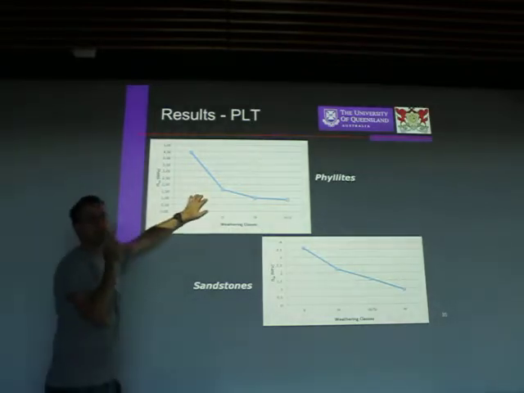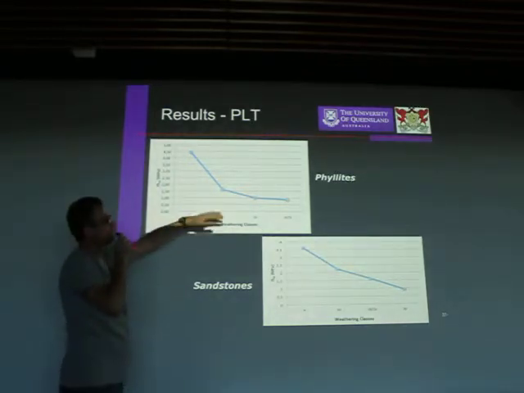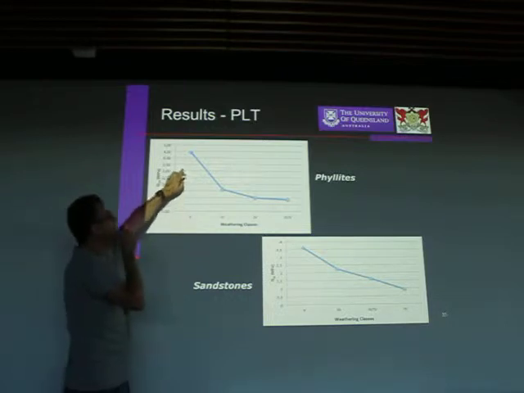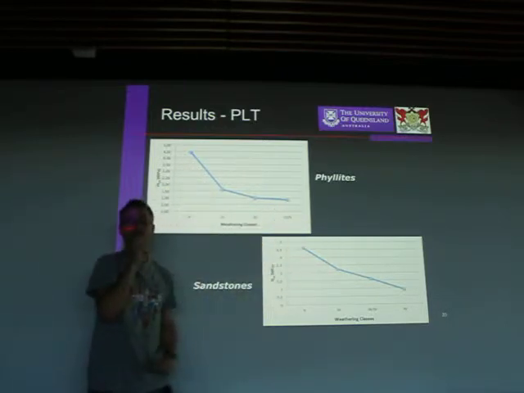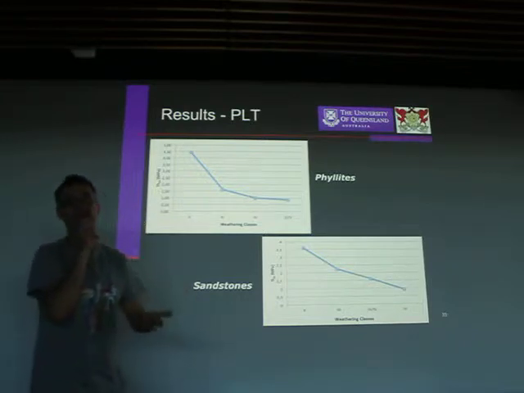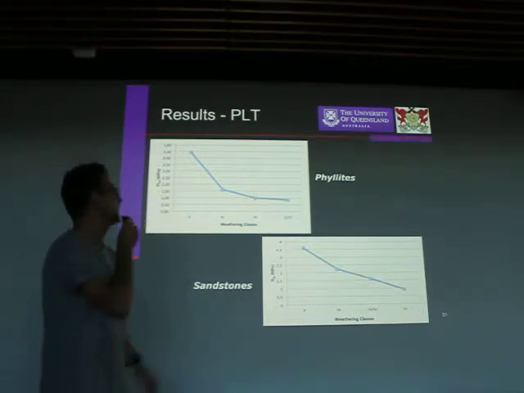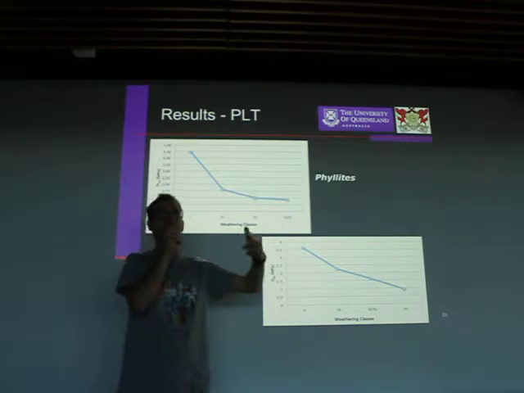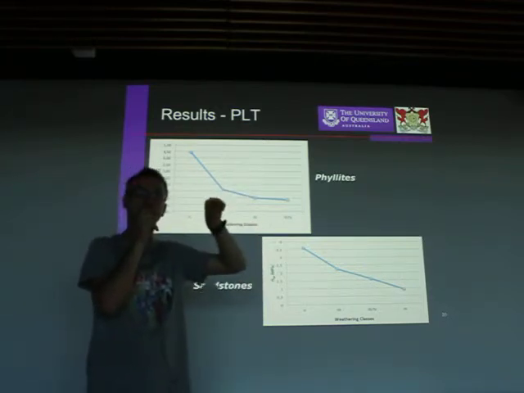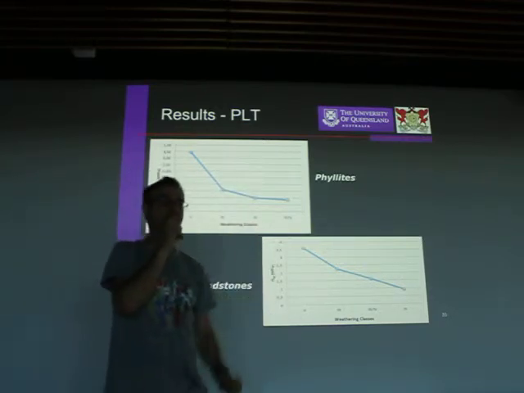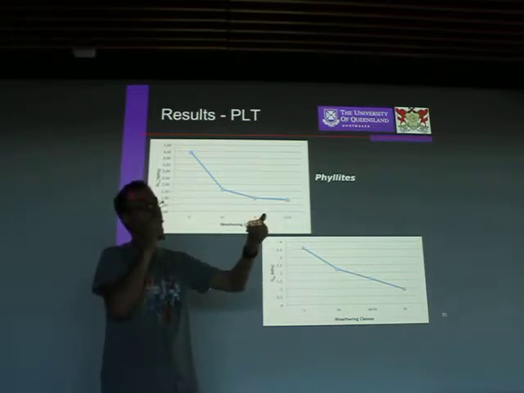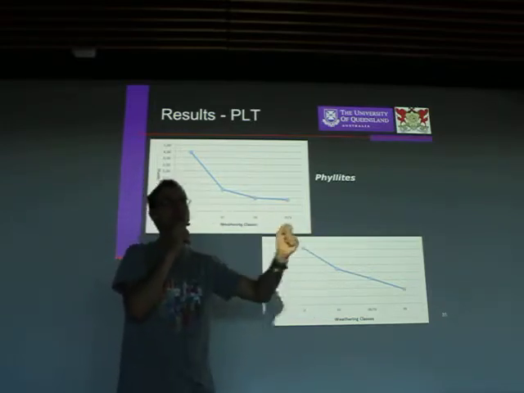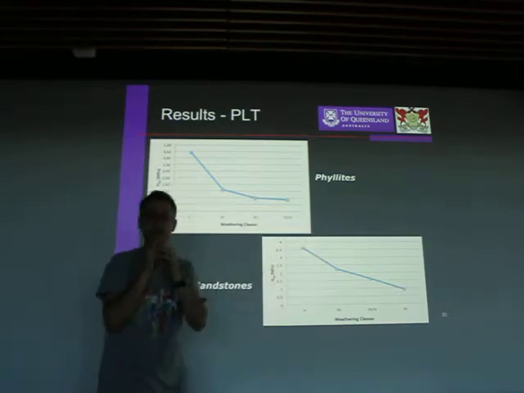Here the point load results for phyllites and sandstones, and again you can see a reduction of the strength for both rocks. This is a very consistent result, and it's in accordance with what we have observed with the JCS, the Schmidt hammer results, and with what we had observed in the field with the qualitative tests that we have made as well.